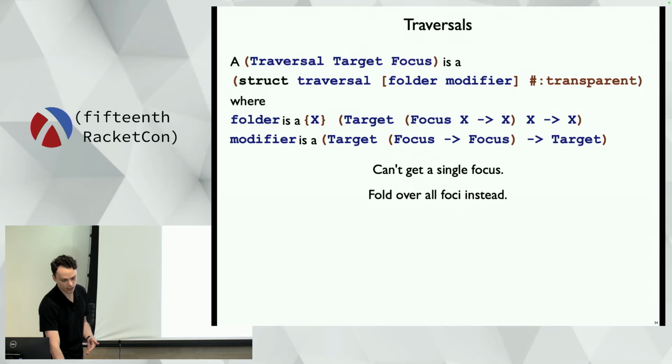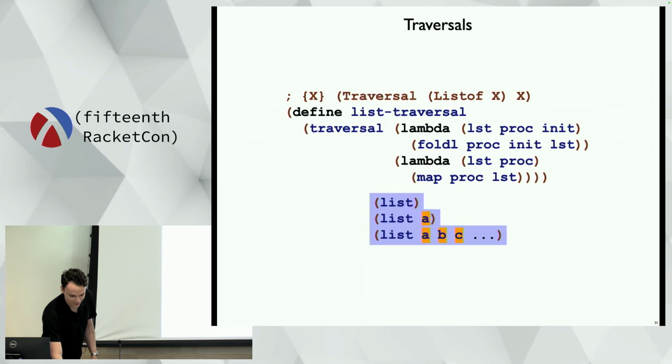So we make a new data type called a traversal, which has a fold instead of a get, where you fold over all of the foci. In practice, you don't end up using the folder very often, but we just have it in there because it's the closest thing we have to a getter. And by the way, the umbrella term for lenses and traversals and all these things is optics, because there's like focusing and stuff. And so here's the implementation of list traversal. The folder is foldl, and the modifier is map.